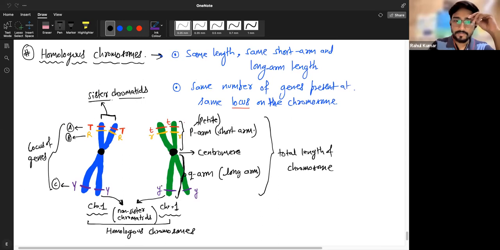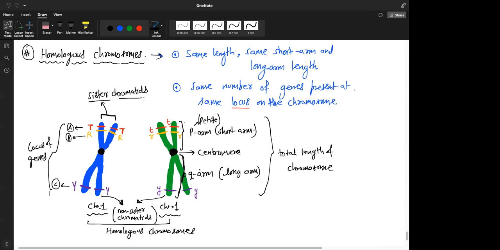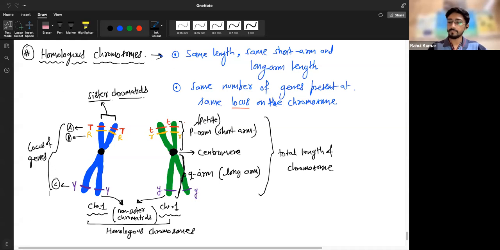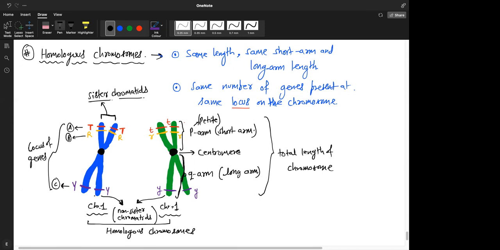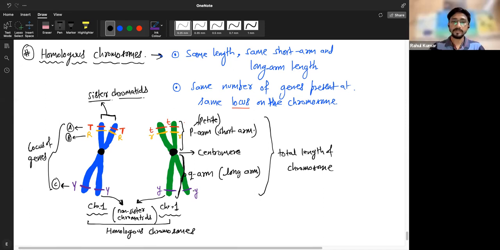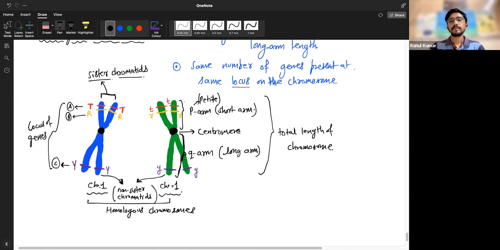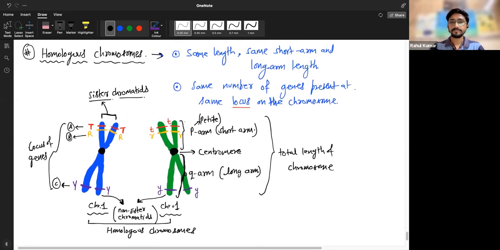Anything that I'm leaving? Sister chromatid, non-sister chromatid, homologous chromosomes. Please draw this. Sir, finished. You done? Yes, sir. If you are drawing with me, pay attention to understanding. If you need time to draw, I can give you time to draw later. So you understood everything about the chromosomes? Yes.